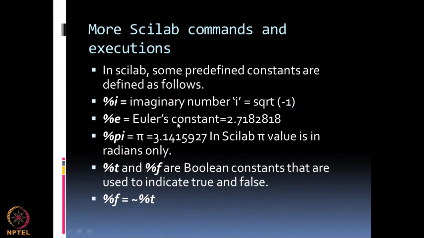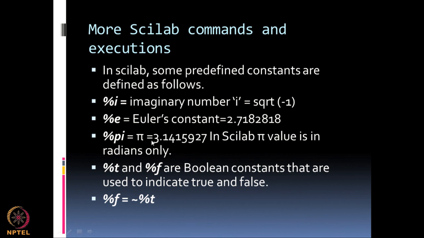I will give this example. For a complex number, you know that you have x plus i y. That i is an imaginary number, the square root of minus 1. That is represented as percentage i in Scilab. The next one is e, remember you have the exponential function e to the x. Percentage e is Euler's constant, 2.7182818.